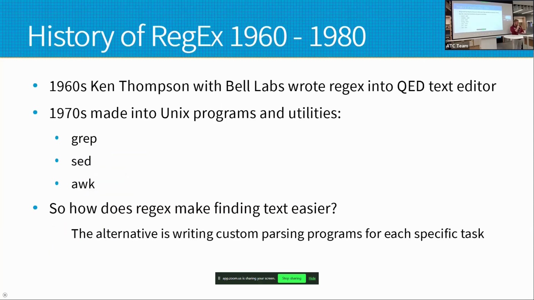So in the 1960s, Ken Thompson with Bell Labs wrote regex into its first text editor, the QED text editor. And in the 1970s, they added it into Unix programs and utilities like grep, sed, and awk, which a lot of you guys, I'm sure, have used before.